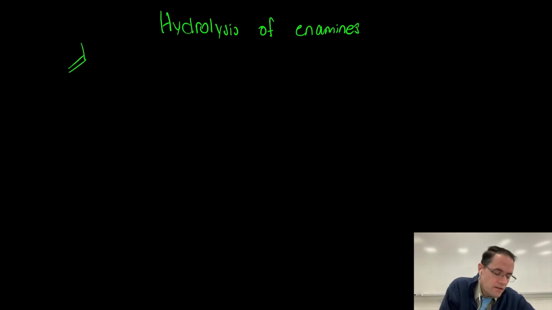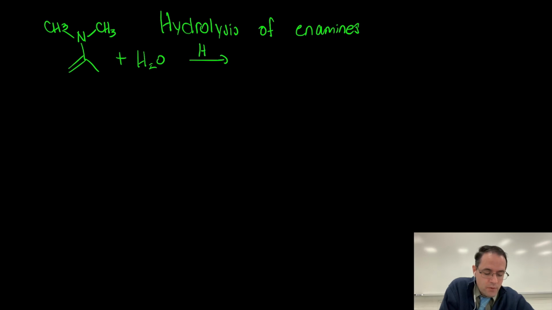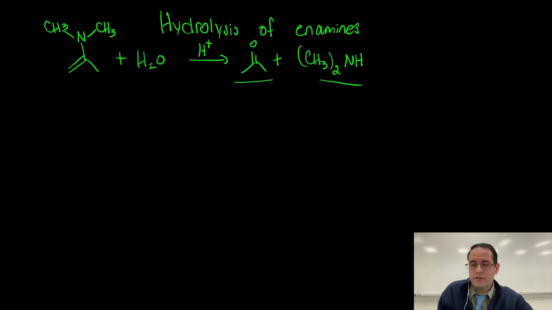So let's go ahead and do, whoopsie daisy, let's do a dimethyl guy here. And so if we treat this with water, with an acid catalyst, we'll form acetone and dimethylamine. Okay, so my curved arrow reaction mechanism should show the production of both of these. All right, so first step, we want to protonate this molecule.